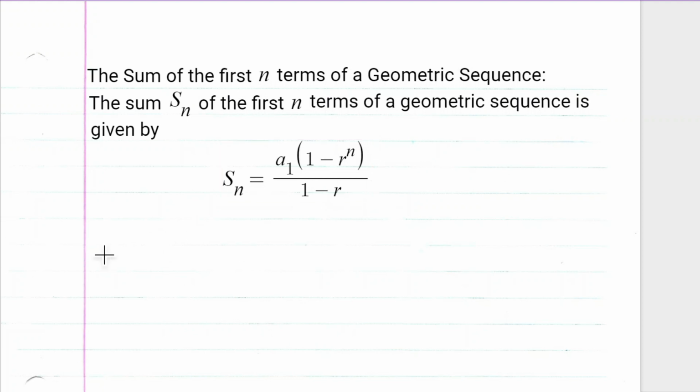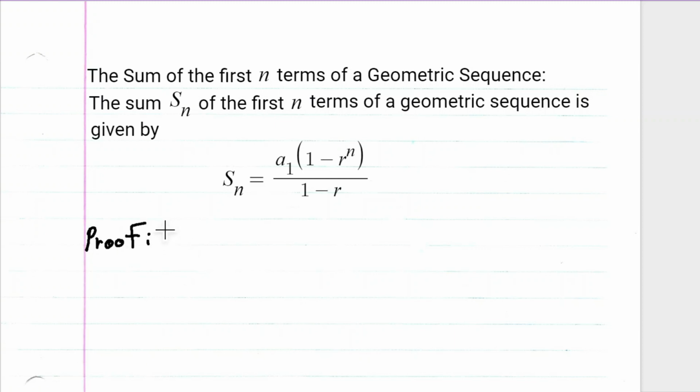Okay, so today we're going to prove that the sum S of n of the first n terms of a geometric sequence is given by the formula S of n is equal to a sub 1 times 1 minus r to the n over 1 minus r. So let's go ahead and start this proof.